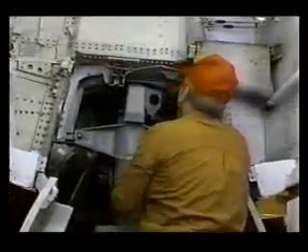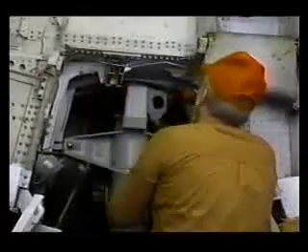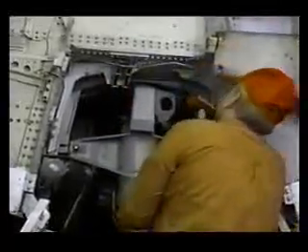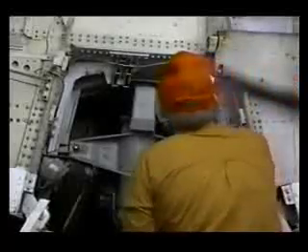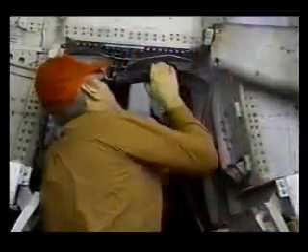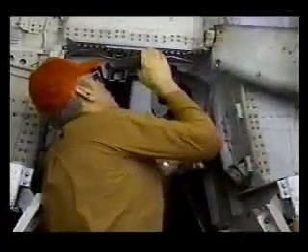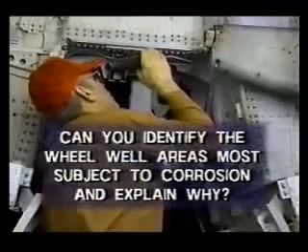The wheel well area probably receives more punishment than any other area of the aircraft. It is subject to mud, water, salt, gravel, and other flying debris during flight operations, all of which can contribute to corrosion. Can you identify the areas most subject to corrosion and explain why?